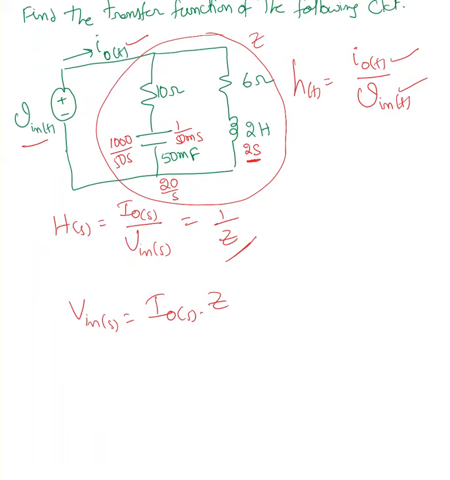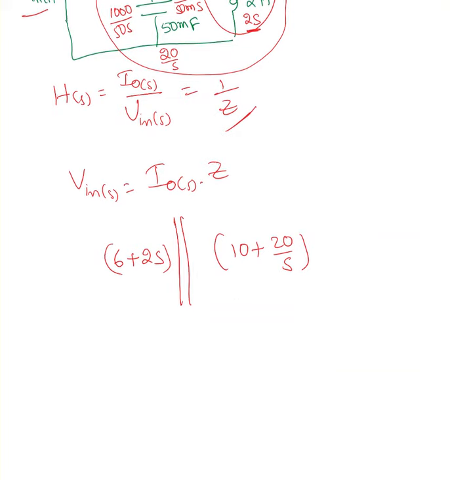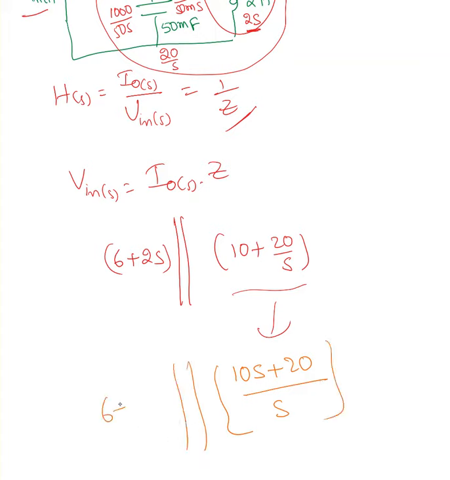So I'm going to find the total impedance. Those two are in parallel. So 6 plus 2s is in series. These two are in series. That series combination is parallel with 10 plus 20 over s. Now I'm going to simplify this part first. When I simplify that part, it is 10 times s plus 20 over s. That's a simplification part. Now this whole thing is parallel with 6 plus 2s.